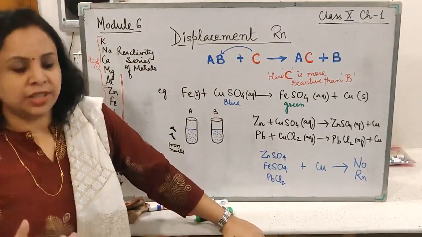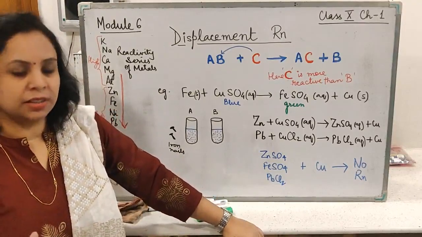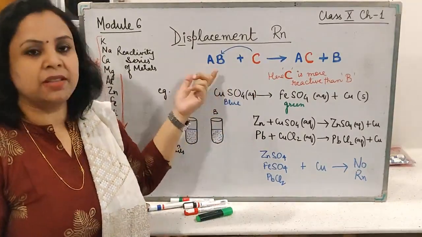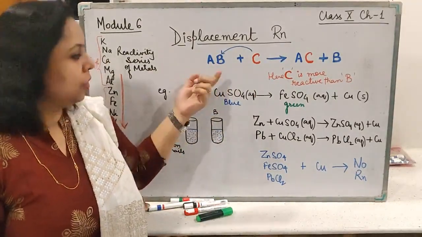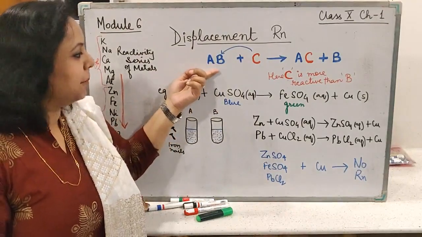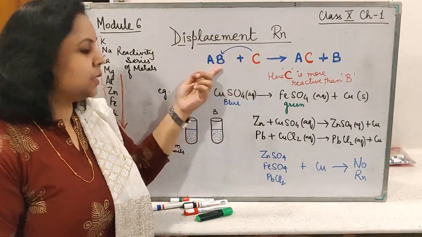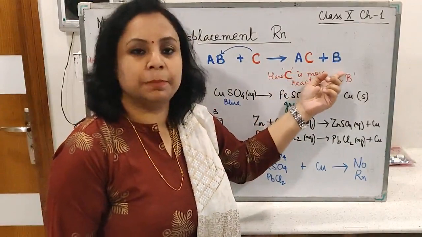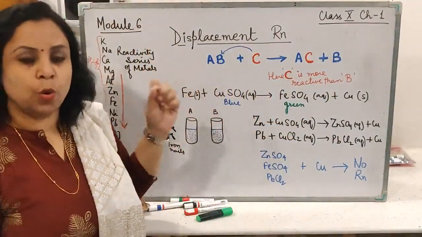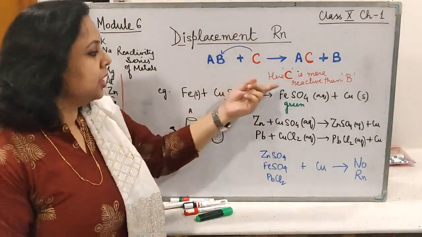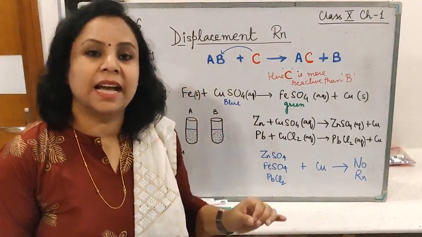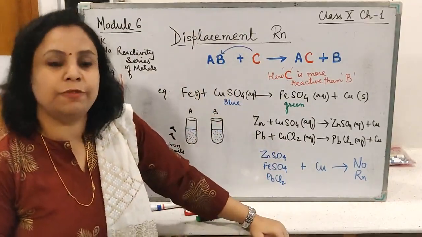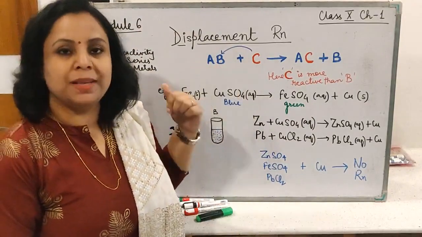Children, now as the name suggests, displacement reaction occurs when one element displaces another element from its compound. For example, in this reaction, AB plus C, C is displacing B from its position and it is forming AC plus B. Now this occurs only when there is a precondition, when C is more reactive than B. If C is more reactive, only then it is going to displace B from its compound or from its salt.